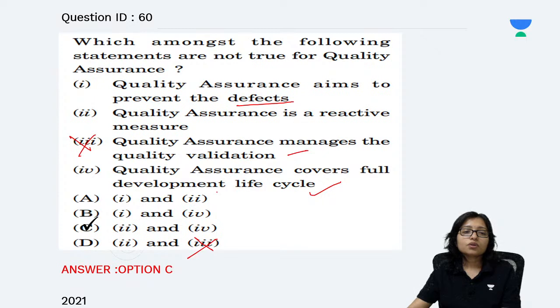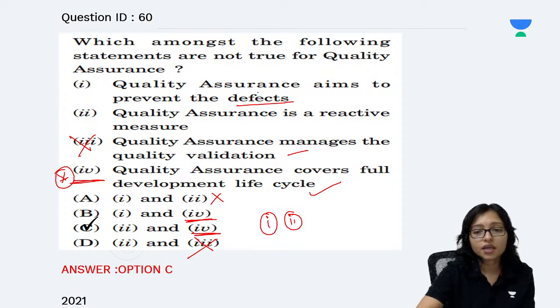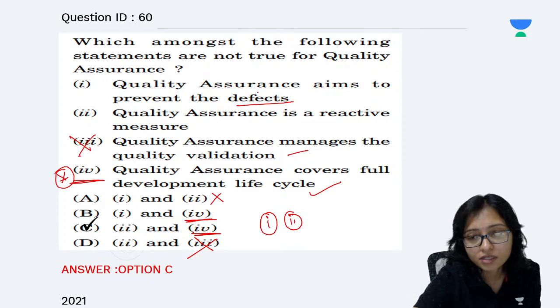Now out of the options, 1 and 2 say the assurance covers the development, and option 4 is a mandatory part. So option 4 is there. Option 1 will not be. Now out of 1 and 2, which one is more correct? Option 1 is quality assurance preventing the defect, and option 2 is quality assurance is a reactive measure. I think this is correct.